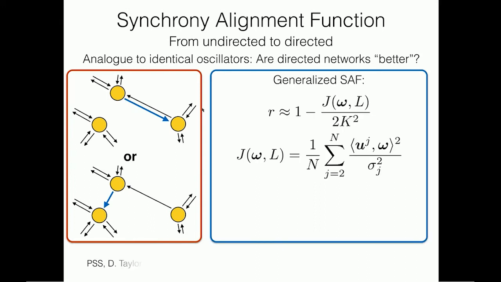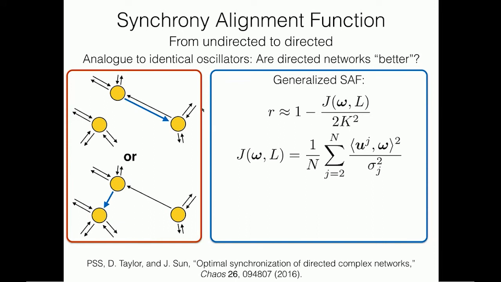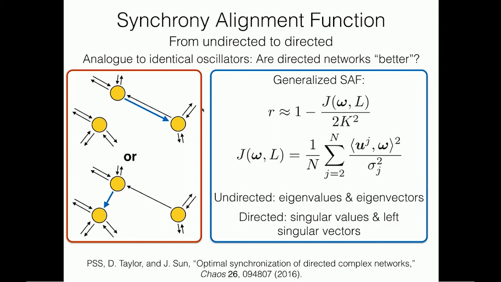So the synchrony alignment function looks very similar for directed networks. The key difference, though, is that instead of eigenvalues and eigenvectors, which are the things we used for the undirected case, what we're using here are singular values and left singular vectors. Right? That's the crux of the issue at this point. So there's a few things that come out of this.